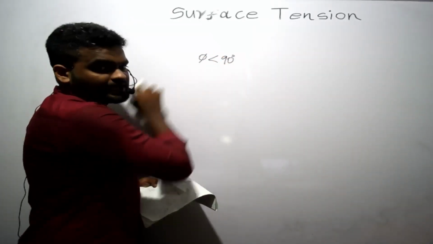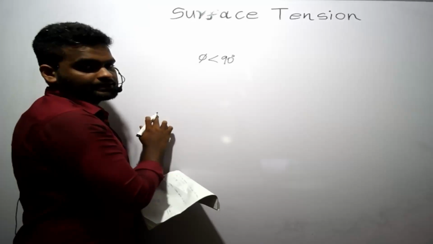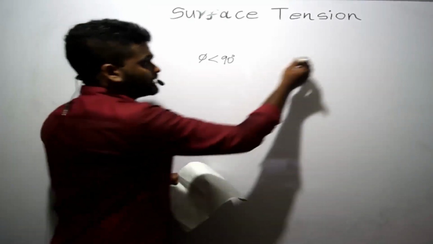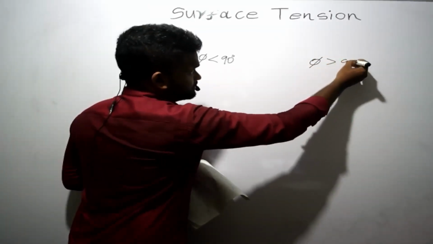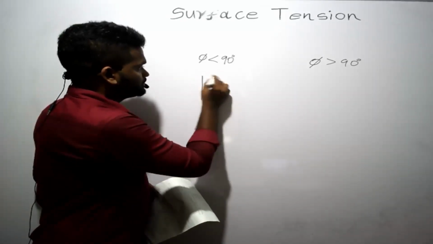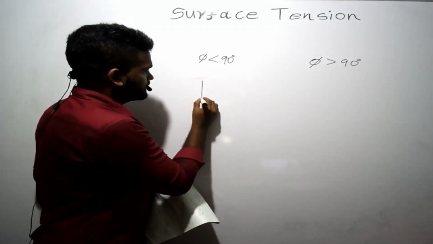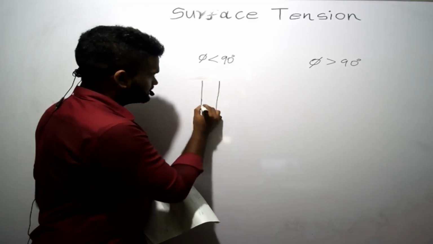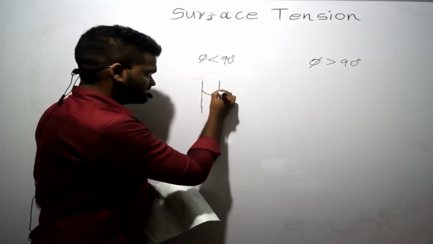So I'll explain that for an acute angle, when the contact angle is acute and when the contact angle is obtuse. So what's the shape? When it is acute, the shape is like this, right?